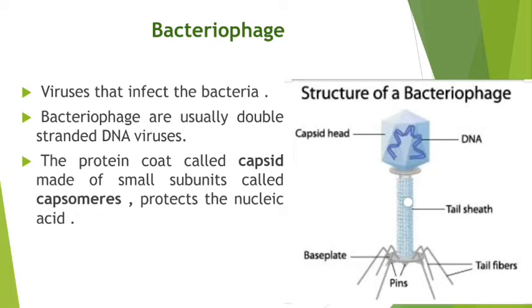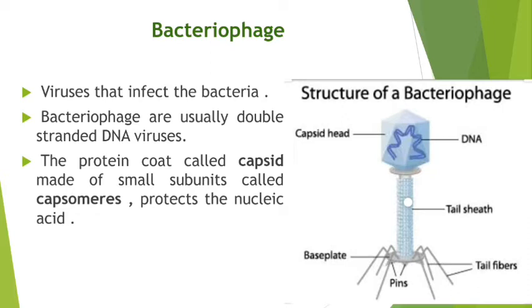So bacteriophage is a type of virus that infects bacteria, and this structure is ultimately made of DNA and protein. In this bacteriophage structure, you can see the head portion. Then they have a neck portion also and a tail. The tail sheath is labeled. Then here you can see the base plate is also there. Then some pins are also there, and tail fibers. So this is the whole structure of the bacteriophage.